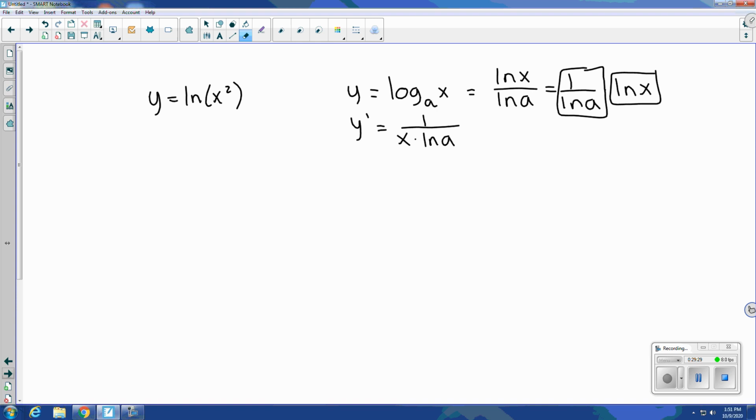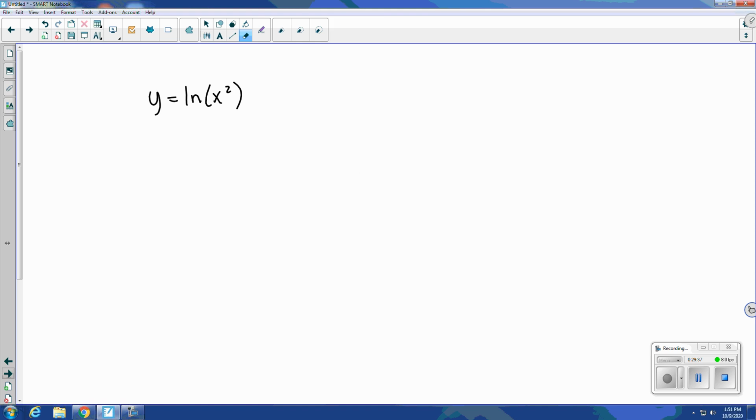Because most people find calculating the derivative of just a natural log function much easier than when you have a logarithm of a different base. So that's an option. Here we do have a natural log, so I don't need to do change of base if that's what I ultimately prefer.